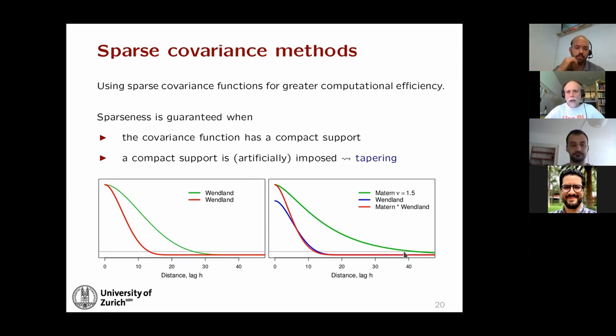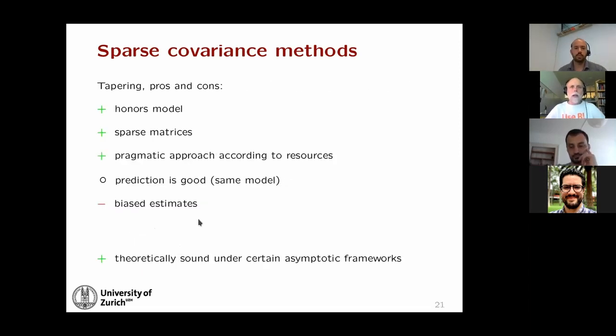On the right, we have so-called tapering. What I do is I have my green original covariance matrix and I multiply that, direct multiplication, with a correlation matrix that has a compact support. So here in blue, Wendland. And then the red one would be the product, Matern times Wendland, and we do have a compact support. This is not exactly like truncation as illustrated with the images, but it guarantees that we have a positive definite covariance function. And it has quite a few advantages because tapering essentially honors the true model. So we have an underlying model that we believe is true, and the tapering is just a tool for calculation to generate sparse matrices. So purely a pragmatic approach.